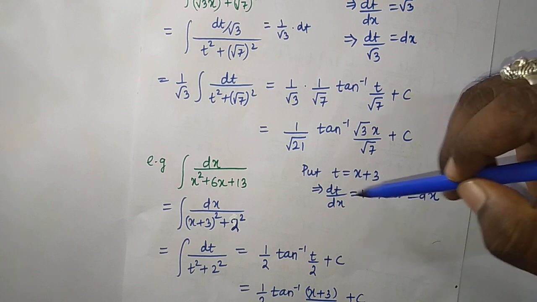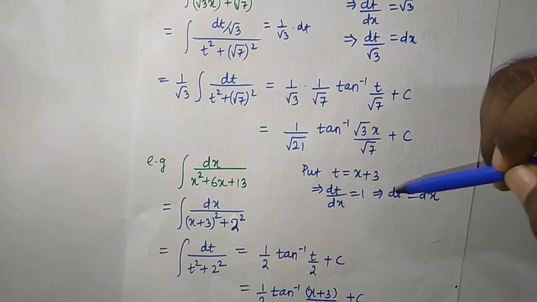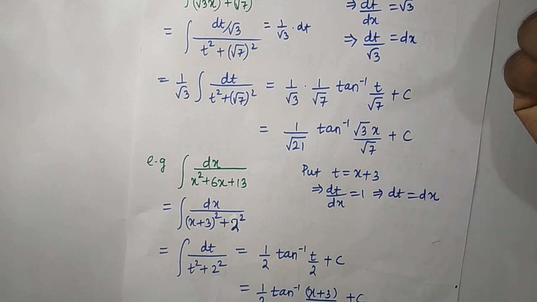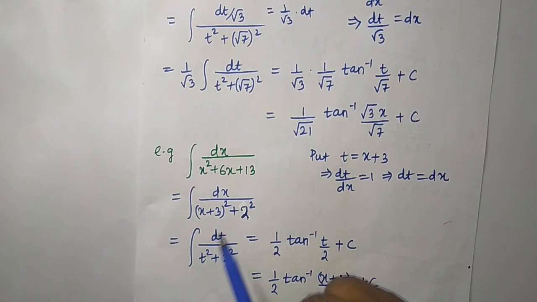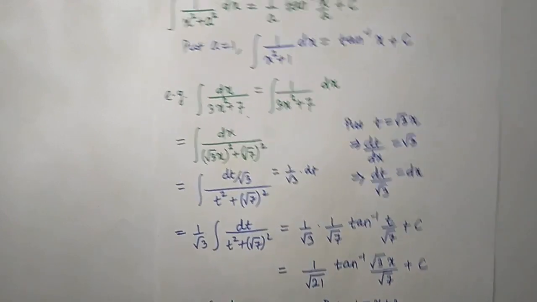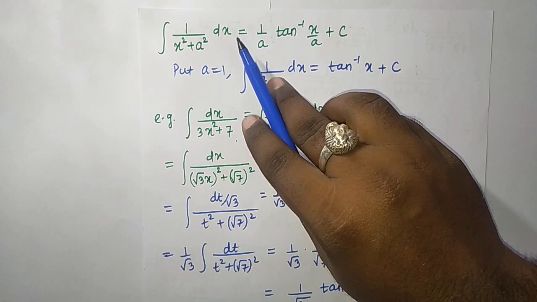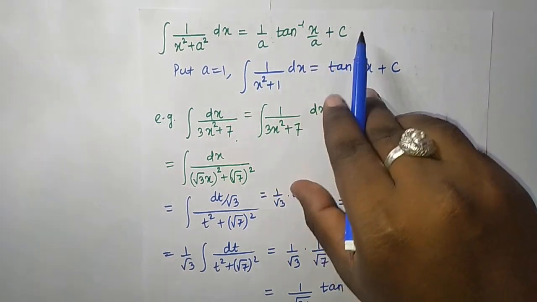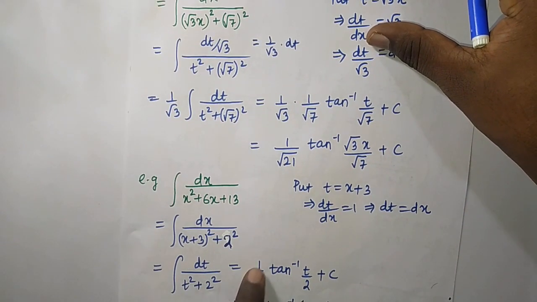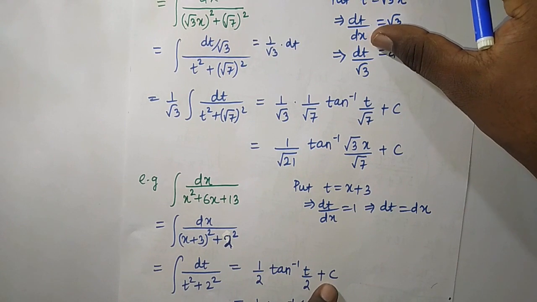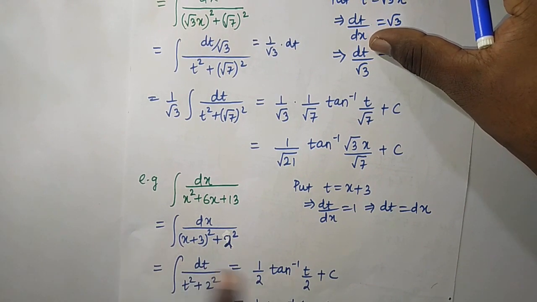So dt by dx is 1, and taking dx to the right hand side we will get dt is equal to dx. Now put here in place of dx put dt, and in place of x plus 3 put t. So we have got dt by t square plus 2 square, which was our general form. And formula for this one is 1 by a tan inverse x by a plus c. So put it here 1 by a, in place of a 2 is there, so I have written 1 by 2. Tan inverse x by a was there. But this is in t form, so t by a will come, and in place of a 2 is there, so tan inverse t by 2 we have got.